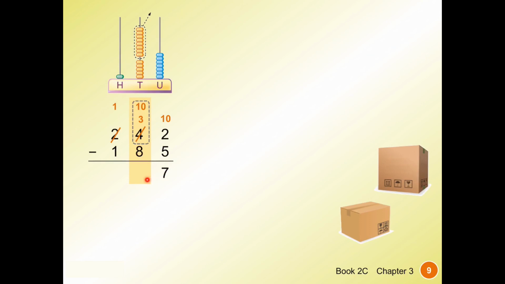Now let's move on to the tens place. We have 10 tens, 3 tens. So 10 plus 3, we have 13. 13 minus 8, we have 5.